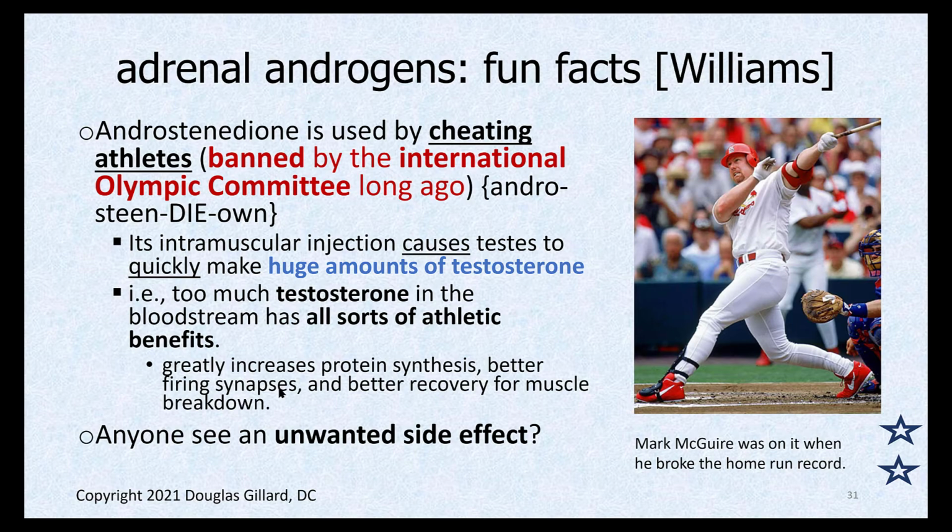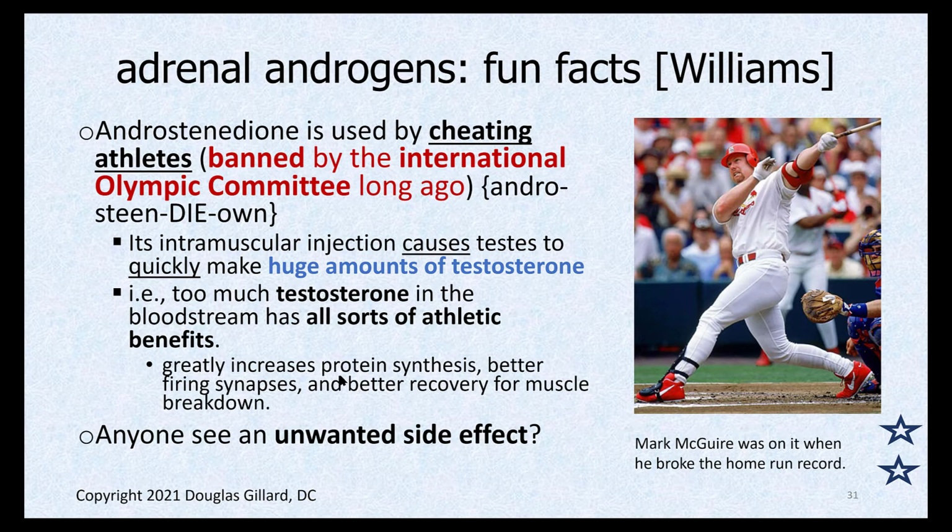It makes you more steady for shooting athletes and archery. Everybody uses this stuff, or they used to use this stuff until they're getting pretty good at catching it now. But it really makes a huge difference. It doesn't magically make you stronger. It allows you to work out much harder and recover much faster.